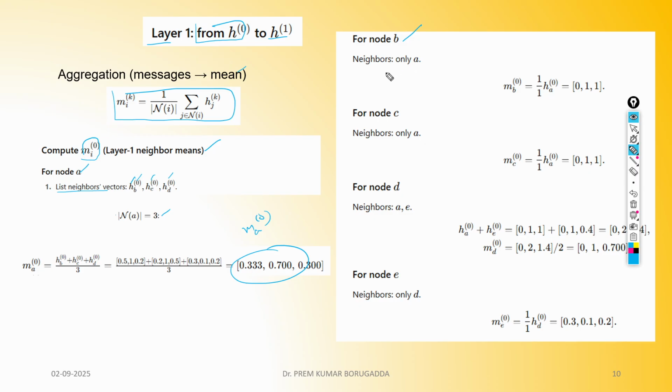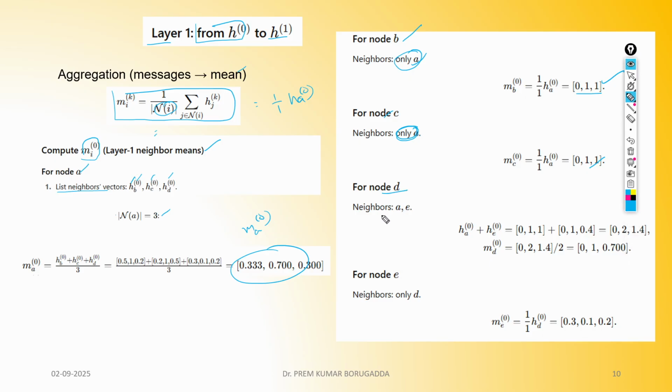Similarly for node B. For node B, there is only neighbor A. So that's why 1 by 1. According to this formula, how many neighbors are there? Only one neighbor. That's why 1 by 1 HA of 0, only one node A. So HA of 0 means 0, 1, 1. Similarly for node C, only neighbor node A. That's why 1 by 1 HA of 0, which is 0, 1, 1.